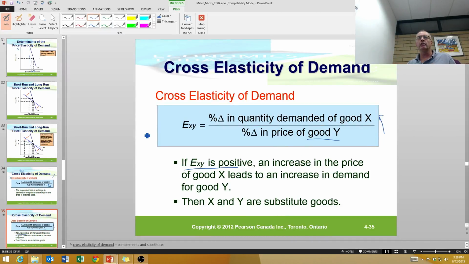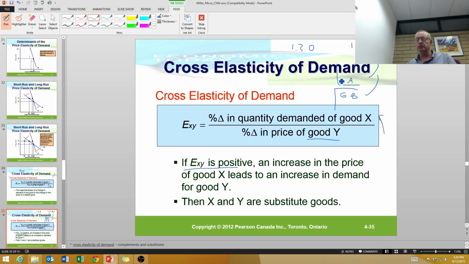So again, we have gas stations. We have gas station number A, and we have gas station number B, and they're on opposite corners of the same street. The starting point is that all the gas is $1.20 a liter at both gas stations, A and B. And then gas station number A increases its price of gas to $1.30 a liter.